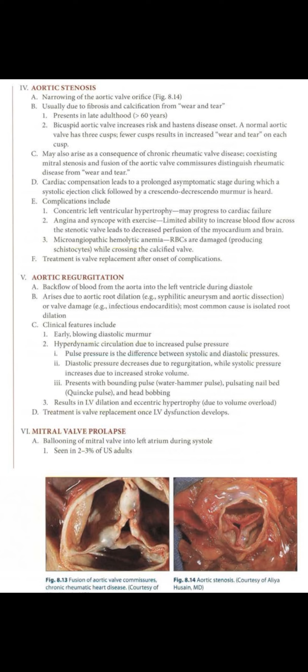A normal aortic valve has three cusps. Fewer cusps results in increased wear and tear on each cusp. May also arise as a consequence of chronic rheumatic valve disease. Coexisting mitral stenosis and fusion of the aortic valve commissure distinguish rheumatic disease from wear and tear.